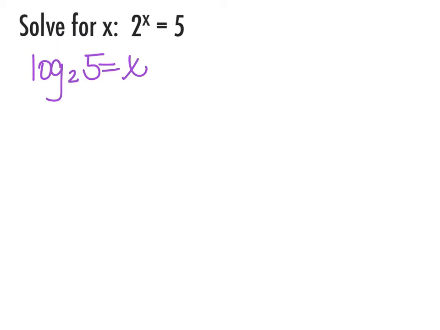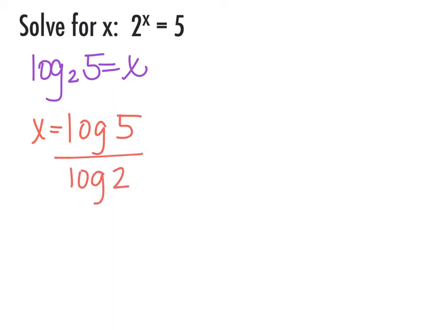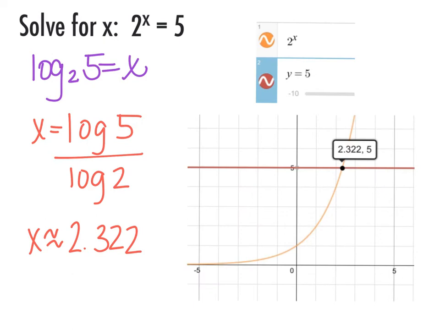So what I'm going to do is use my change of base. So log of 5 over log of 2, and x is approximately 2.322 using my graphing calculator. And I can also prove this using a graphing utility, where I set one side to y equals 2 to the x and the other to y equals 5, and I find my point of intersection, which will give me the nice rounded answer of x is approximately 2.322.